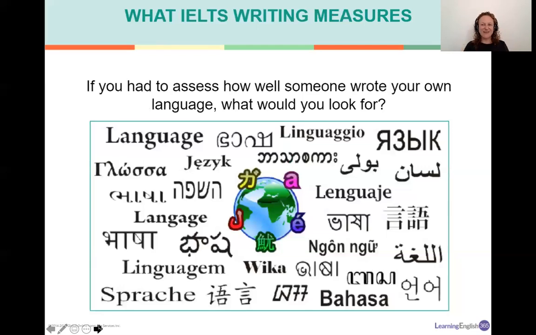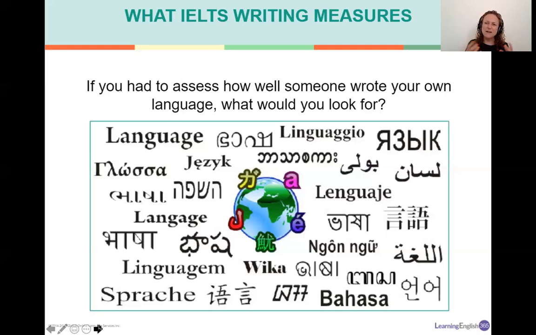So keeping those thoughts in your head, those ABC ideas, think about your own language. Now, if you had to assess how well someone wrote your language, what kind of things would you look for? Obviously, I think you'd look for their vocabulary, their grammar, their punctuation, their sentence structure. The word orders are different in different languages, aren't they? The flow of ideas, can you follow what the person's written to you?